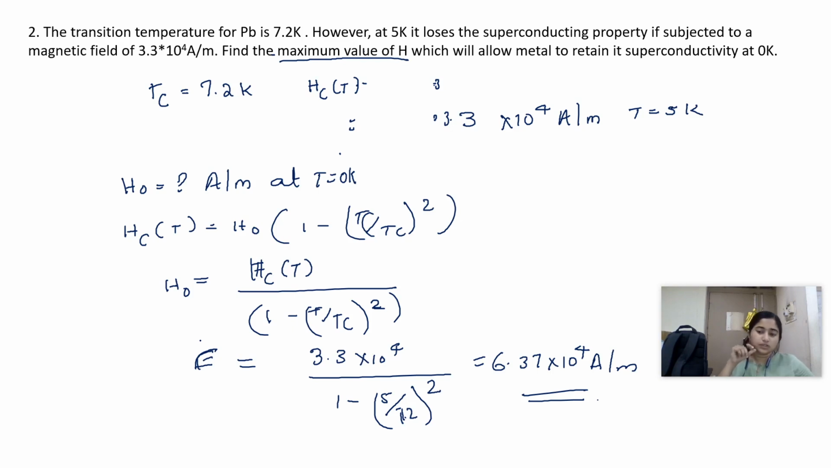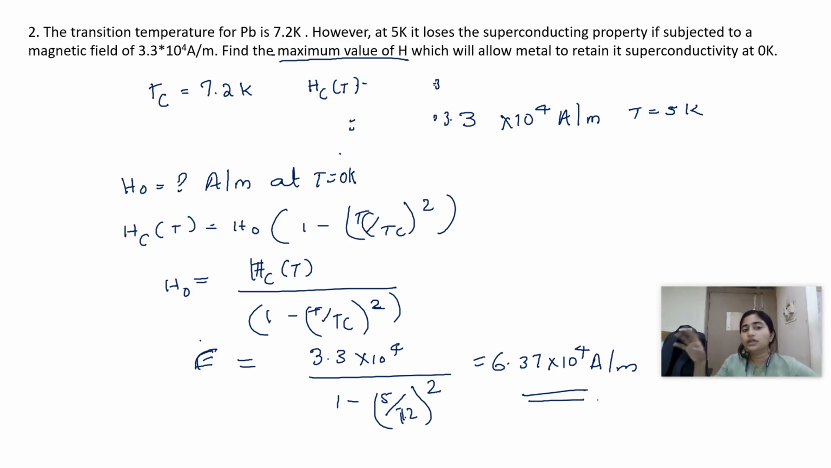I'll explain this question once again. The transition temperature of Pb is 7.2 Kelvin, and at 5 Kelvin it loses the superconductive property when subjected to a magnetic field of 3.3 times 10 to the power 4 ampere per meter. Find the maximum value of H which allows the metal to retain superconductivity at 0 Kelvin. So we have to find the magnetic field at 0 Kelvin.